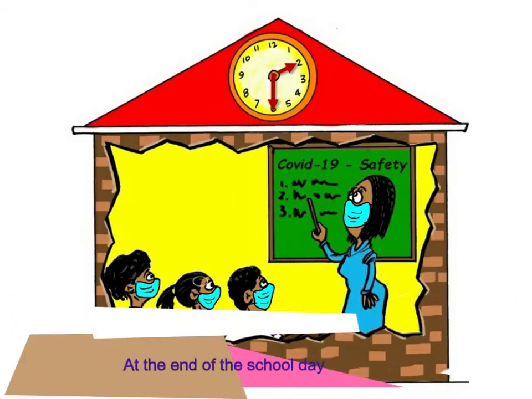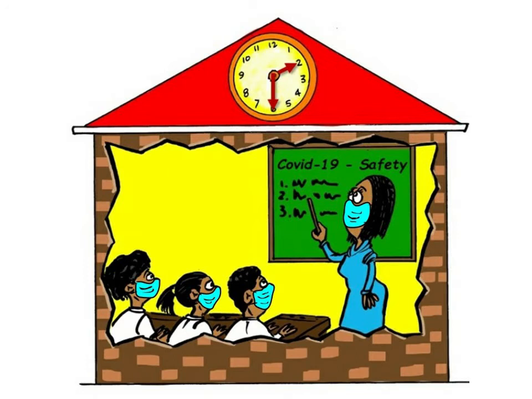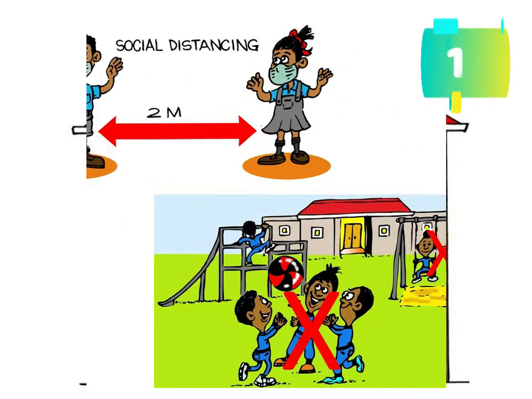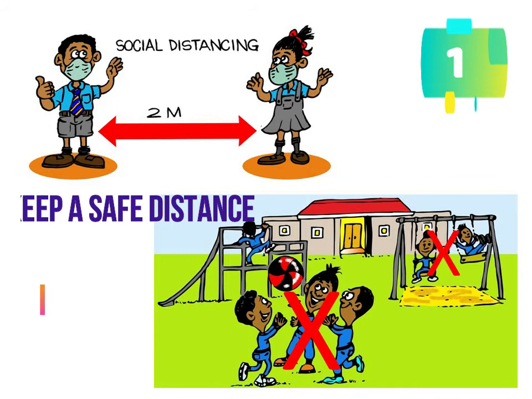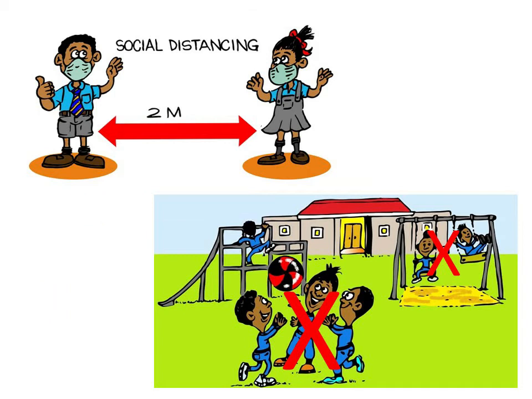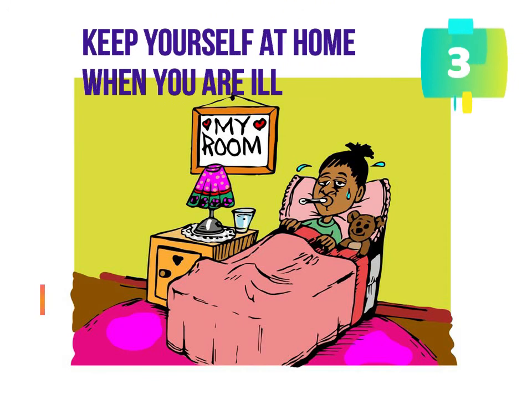And now, let's think about what must be done at the end of the school day. Before your learners leave, you need to remind them about the 3 keeps. The first is about keeping a safe distance from each other, which means that they cannot play in a crowd after school. The second is to keep wearing their masks until they get home and washing their hands when they are home. The third keep is to keep themselves at home if they are unwell.